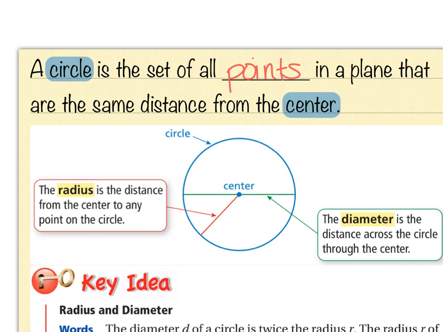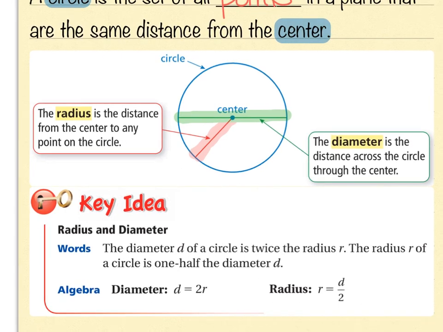And so a circle has a few different parts that we can look at. It has a radius and a diameter. And so the radius of a circle, you can see here, is the part that goes from the center of the circle to any point on the circle. So it's, I guess you could say, halfway across. It goes halfway through the circle. And the diameter goes all the way through the circle. Diameter is the distance across the circle, still goes through the center, but it goes all the way through the circle.